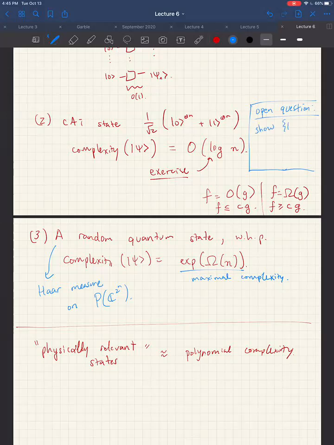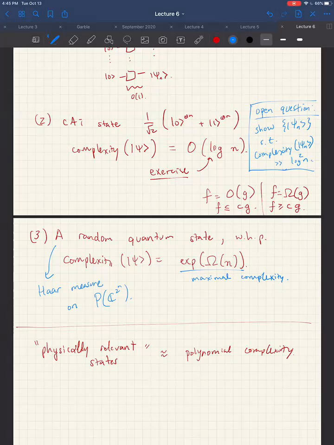Show a family of states such that the complexity is much bigger than log n, say like log squared n. And do people have candidates for this? No, I don't think many people have thought about this. Intuitively, why is that the case? Because it's difficult to describe complex states. So describing these increasingly complex states would be difficult to do.